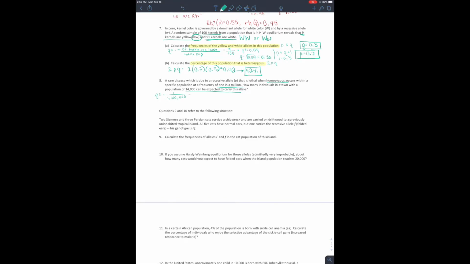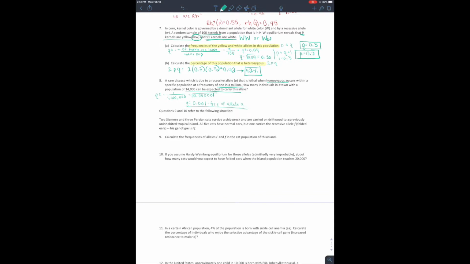So we have to get that number, which is 0.000001. 1, 2, 3, 4, 5, 6 places. There's Q squared. Now to calculate Q, we got to take the square root of it. So Q is going to be 0.001. That is the frequency of allele little a. Okay.